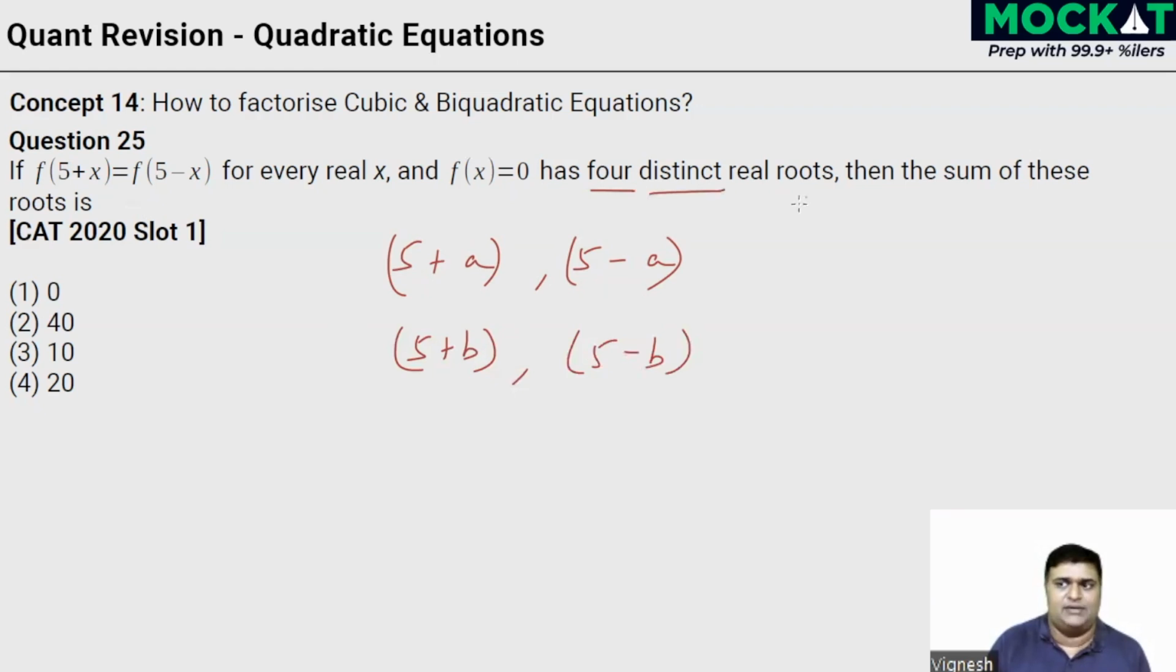Four distinct real roots. That's it. So these are the four roots over here. What is going to be the sum of these roots? If I add all of these up, a and a are cancelled, b and b are cancelled. I get 5 plus 5 plus 5 plus 5, which comes to 20. Option 4, 20 becomes the answer here.